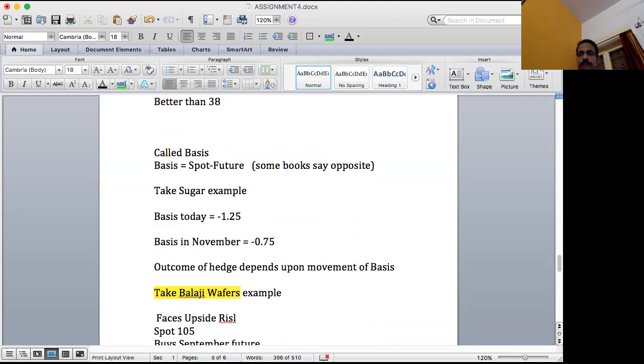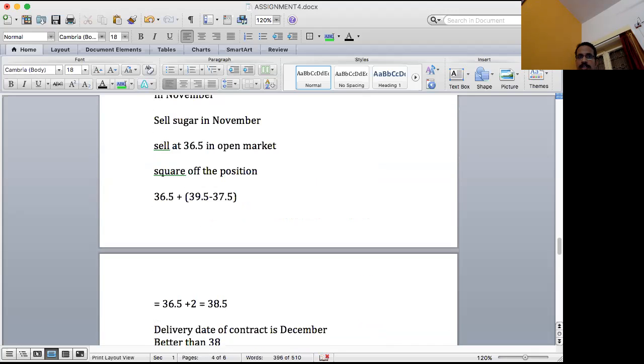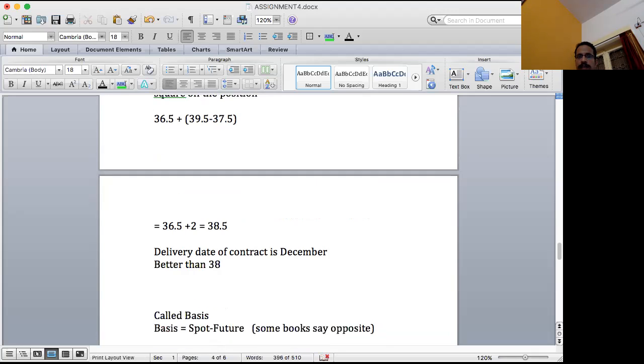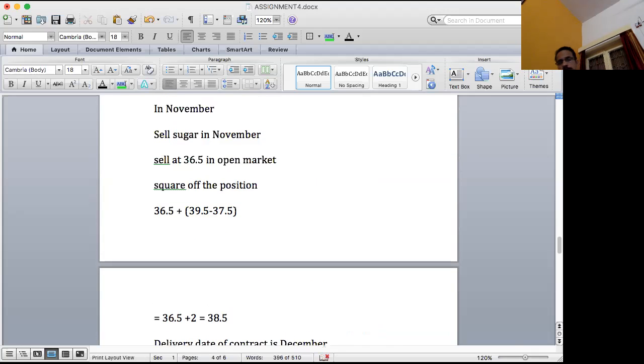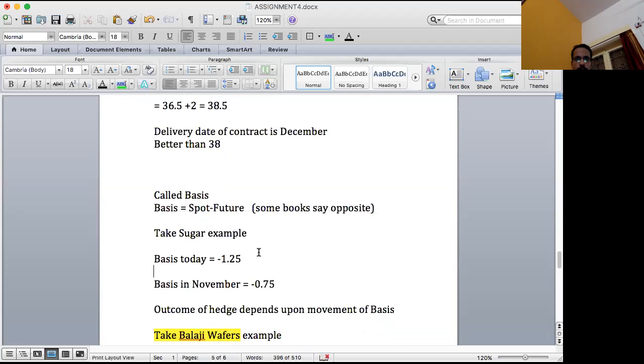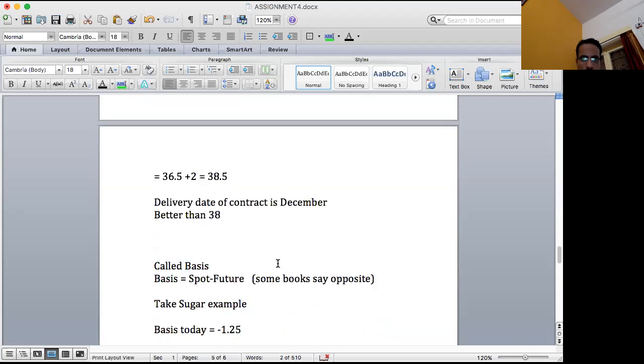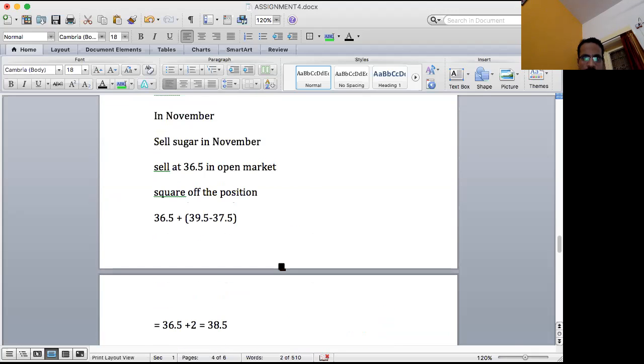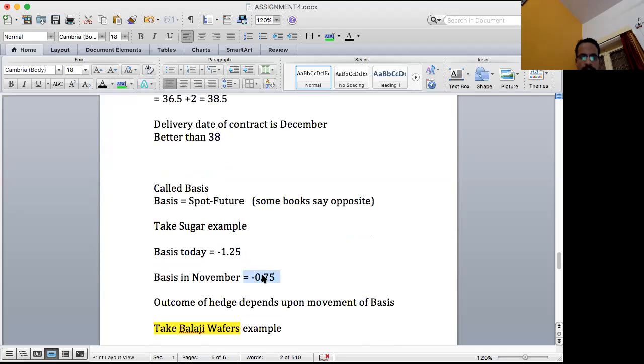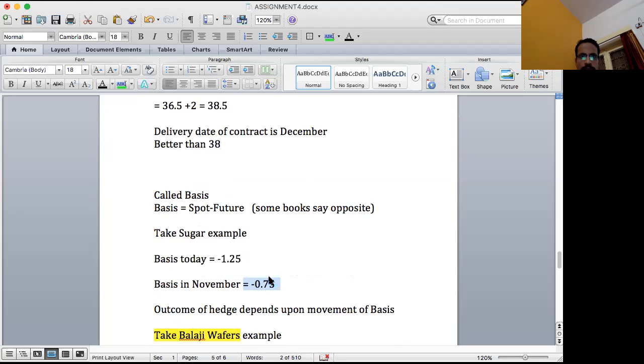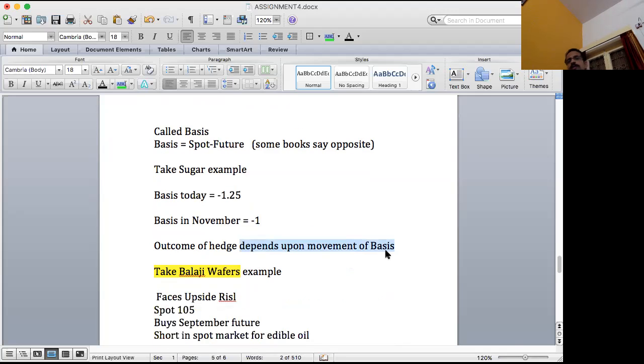because the spot price is 38 and the futures price is 39.25, a difference of 1.25. In November the spot is 36.5 and the future is 37.5. So the negative basis has narrowed down. So let us check the sugar in November, 36.5. The basis in November should be 36.5 minus 37.5, so let us say minus 1. So the outcome of the hedge depends upon the movement of the basis. If you are short hedging and your basis has narrowed down, you are going to gain from the hedging position. Otherwise, you will not be able to hedge.